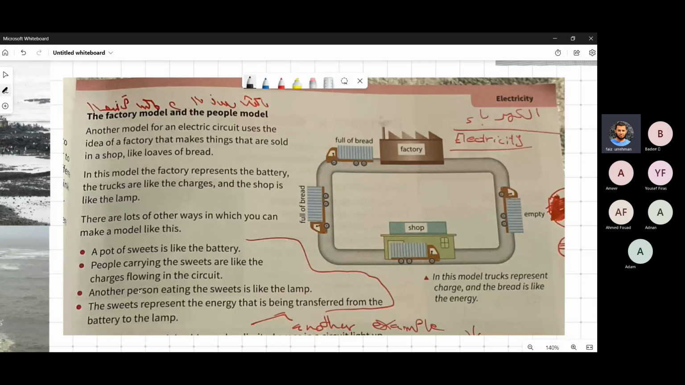And what happens? Another person eating the sweets is like the lamp. The charges, they are consuming the electricity. And the sweets represent the energy that is being transferred from what? From battery to the lamp. So this is like a battery.